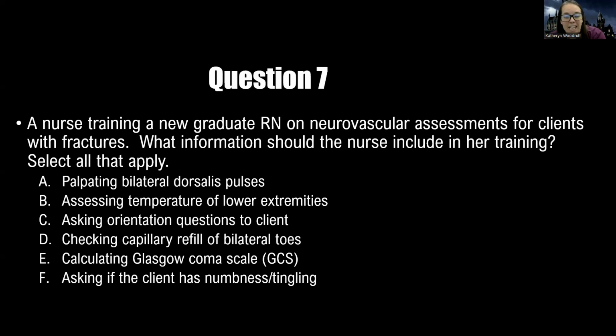We want to know if they have numbness and tingling because it's the same thing like when you fall asleep on your leg or something and it gets bent and you kind of get that pins and needles sensation, or that falling asleep sensation. This is the same thing. It's a sign of decreased flow. So the correct answers here are going to be A, B, D, and F. So C and E are incorrect.